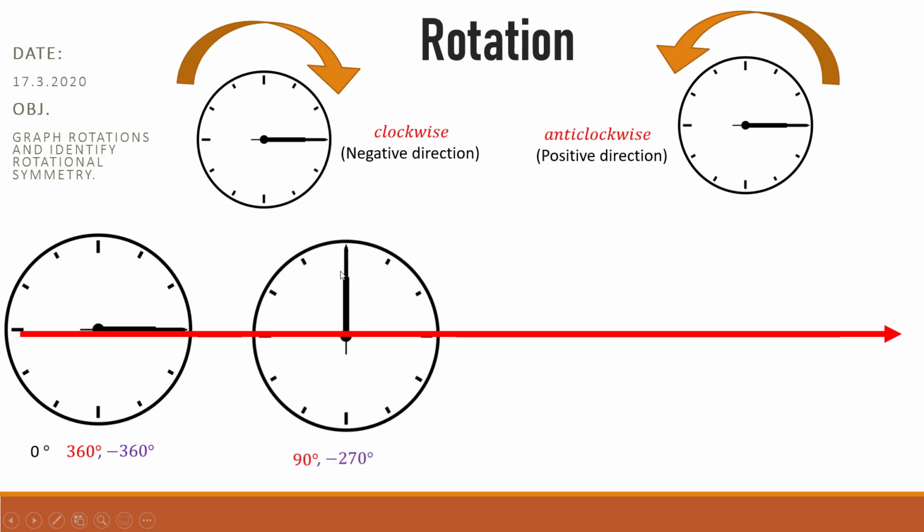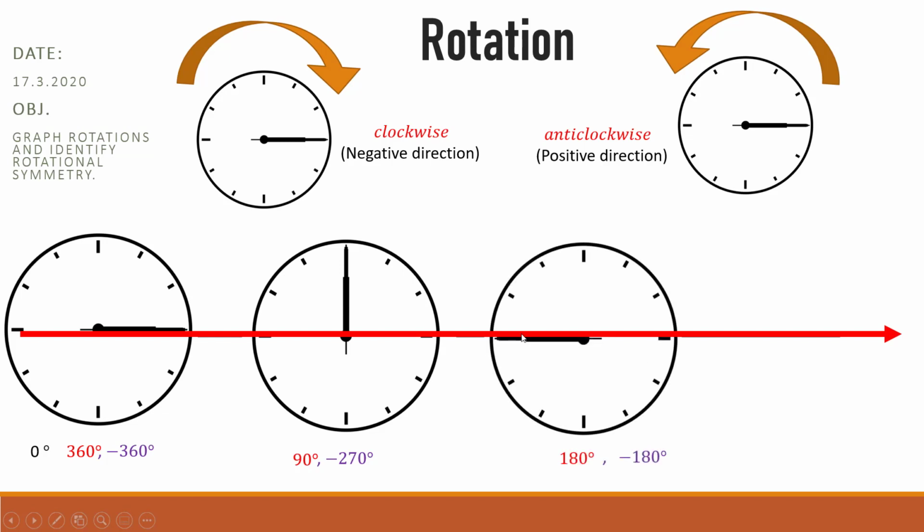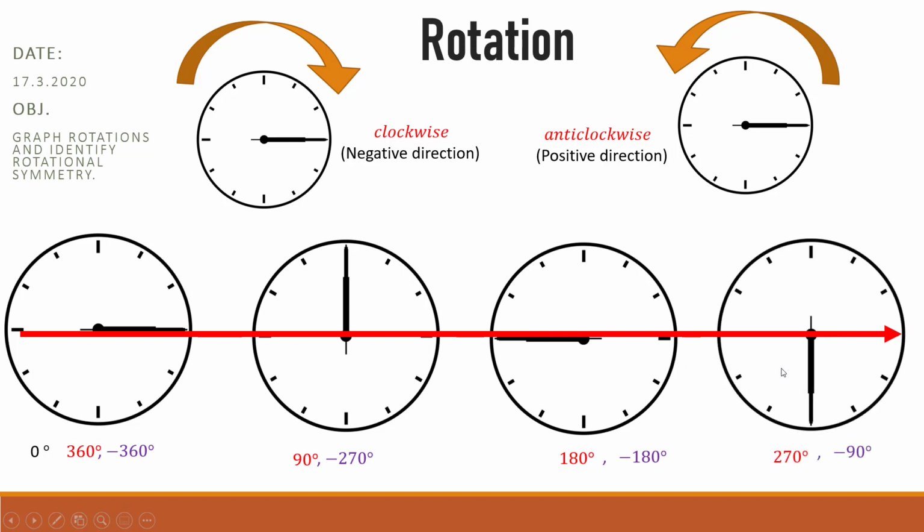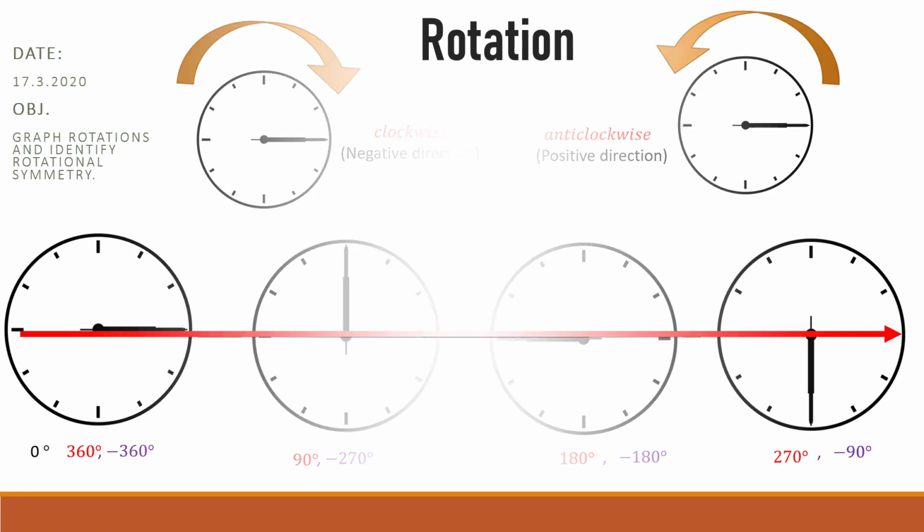And this one is 90 degrees with the positive direction of x, the red line. The positive direction of x. And here is 180 and negative 180. And 270 and negative 90. Okay.